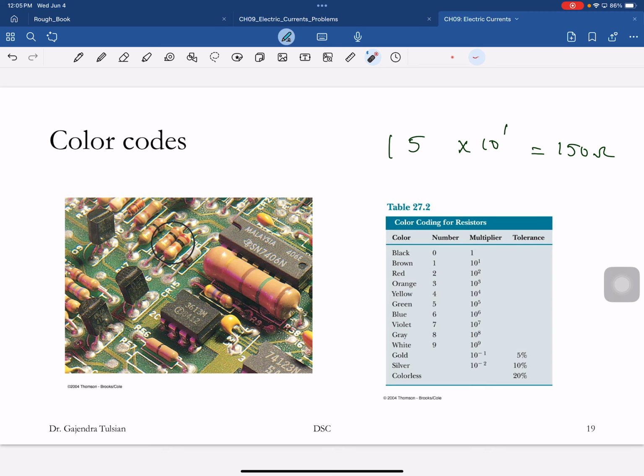Okay, help me out with this one. I see that as red. Yeah, it is red. So red is 2, black is 0, 200 ohms. This is a capacitor. This is a transistor, it looks like. I don't know what this thing is. Anybody know what this is?